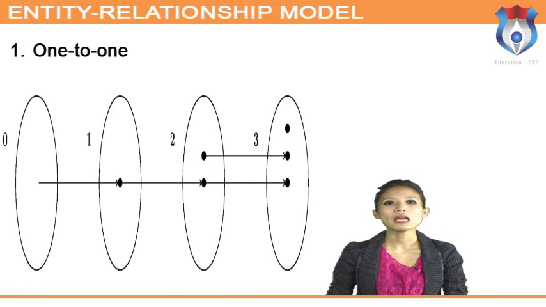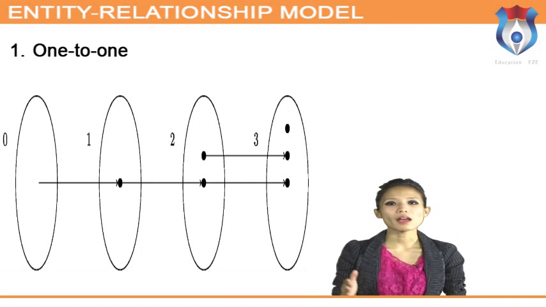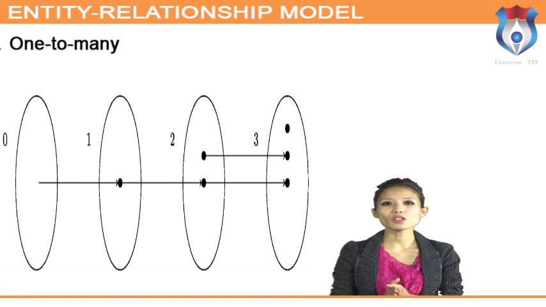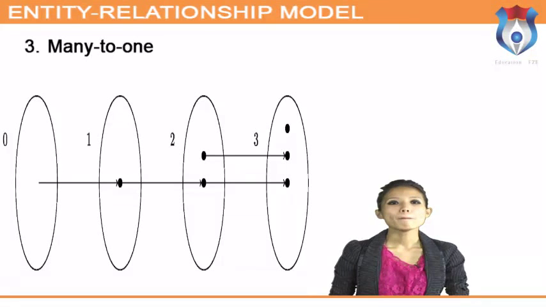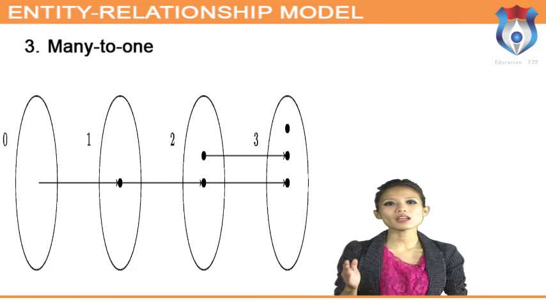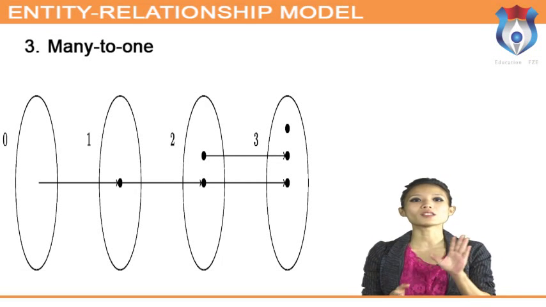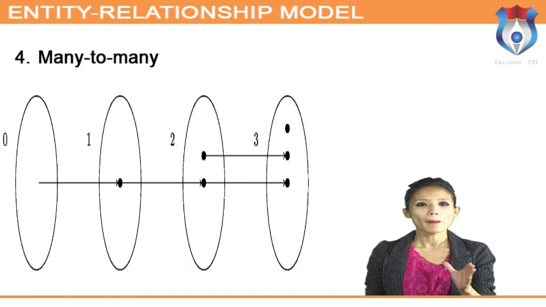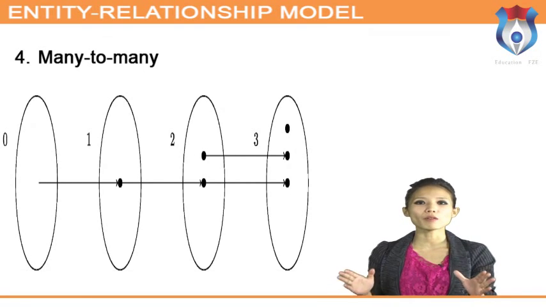One-to-one. An entity in A is associated with at most one entity in B, and an entity in B is associated with at most one entity in A. One-to-many. An entity in A is associated with any number in B. An entity in B is associated with at most one entity in A. Many-to-one. An entity in A is associated with at most one entity in B. An entity in B is associated with any number in A. Many-to-many. Entities in A and B are associated with any number from each other.